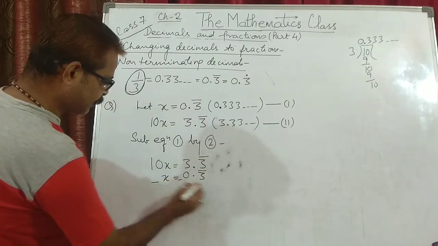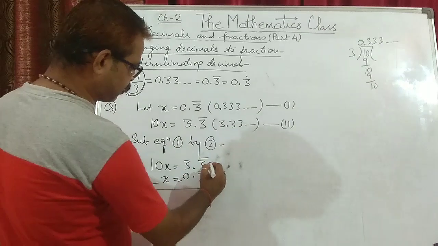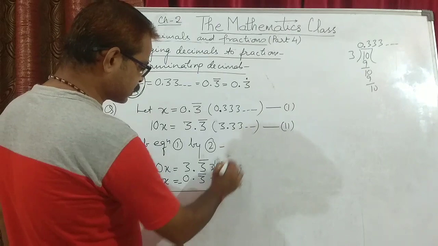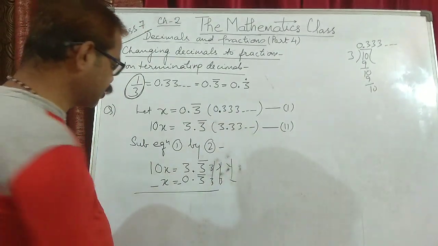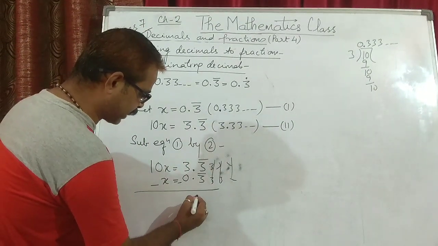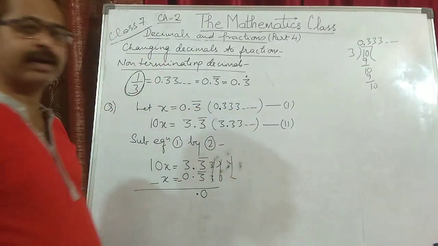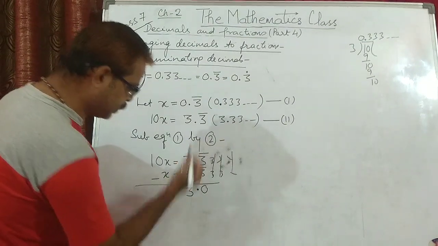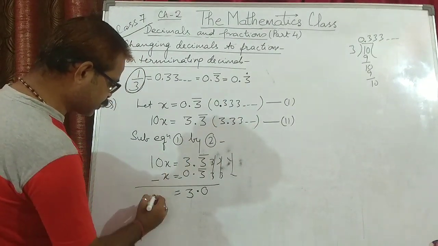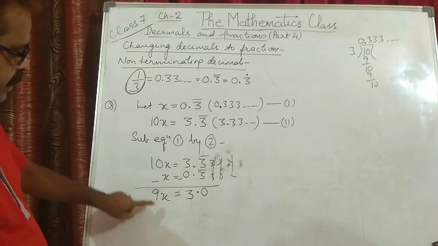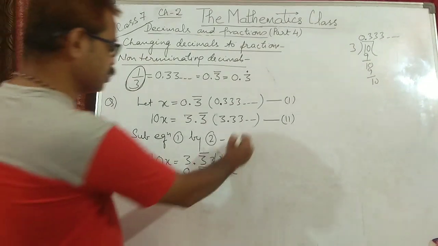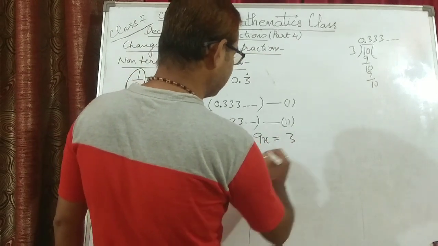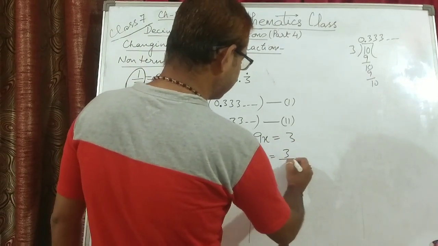When you subtract all the 3's later on, 3, 3, 3, 3 and 3, 3, 3, 3, they will all subtract and the final value will be 0. Means 3 bar and 3 bar will be subtracted and you will get 0 over here after the decimal. And 3 minus 0 is 3. 10x minus 1x is 9x, 3.0. So now you got the value as 9x is equal to 3. So x will be 3 upon 9.